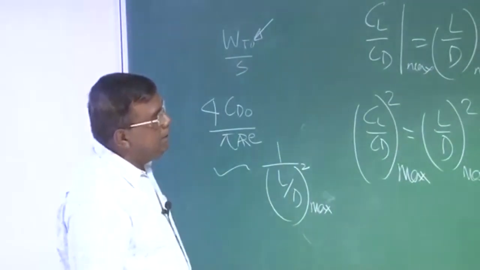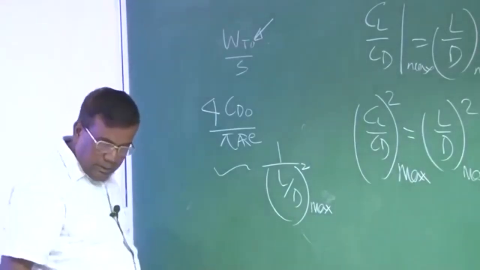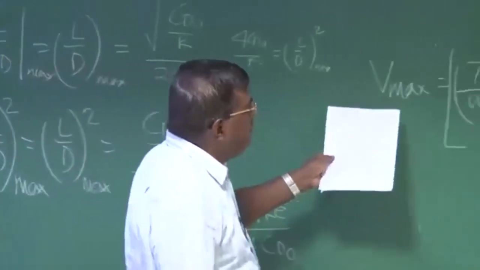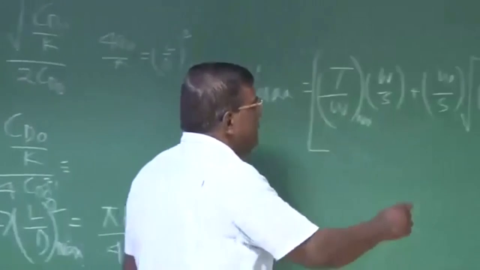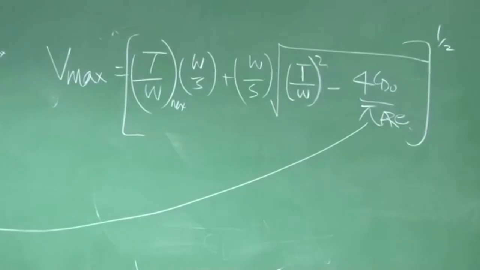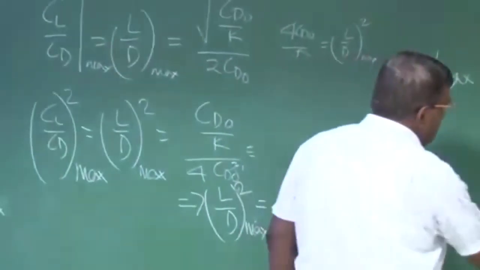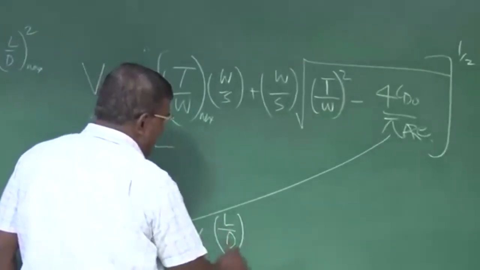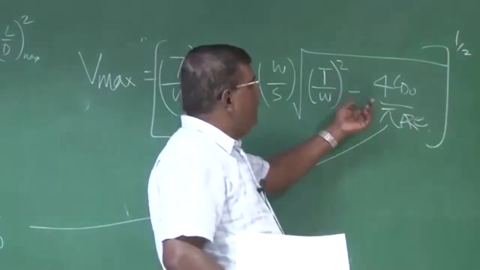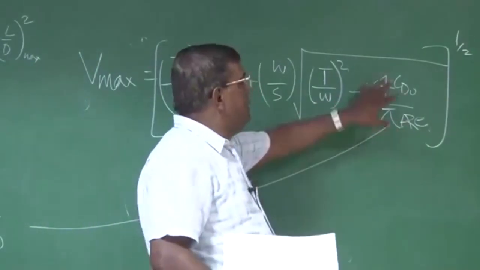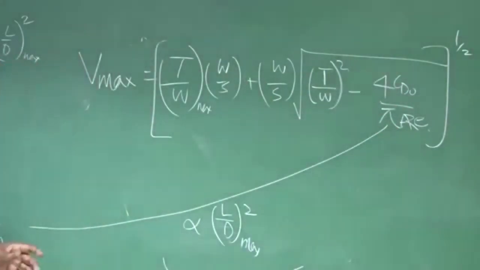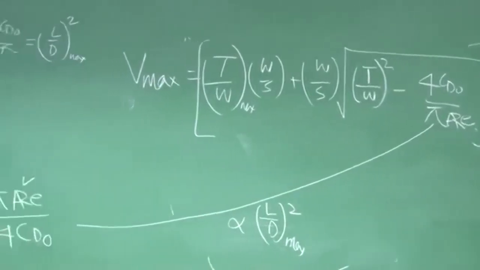So, in that expression, now if I come here, we have derived this expression. We are looking for this term, and this term we see is nothing but the reverse of this. So, it varies inversely with L by D max square. And since this is a negative term, as you increase L by D max, the influence of this term goes down. So, it helps in having higher V max. So, now that puzzle is over.